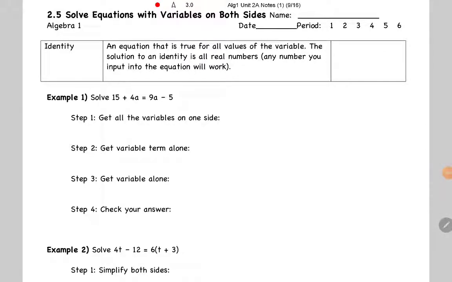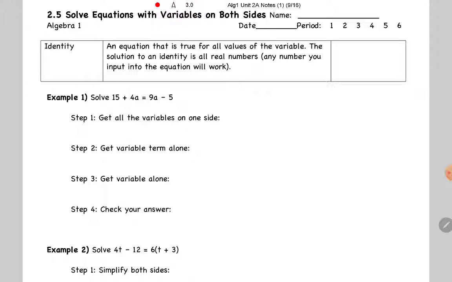So we did one-step equations, two-step equations, and we did some other stuff with equations. Now we're going to solve equations with variables on both sides. The original goal is the same. Try to get a by itself or x by itself. We're trying to get the variable by itself.